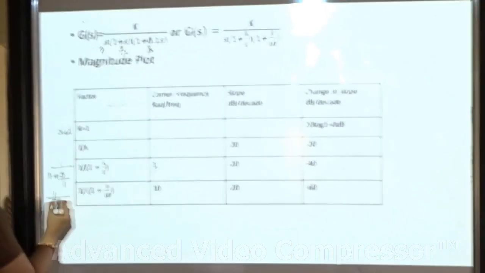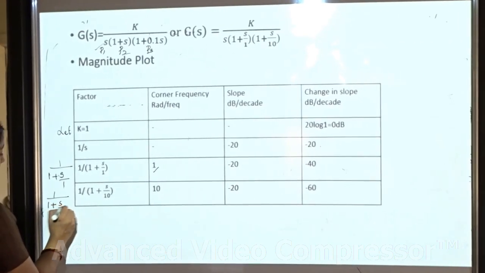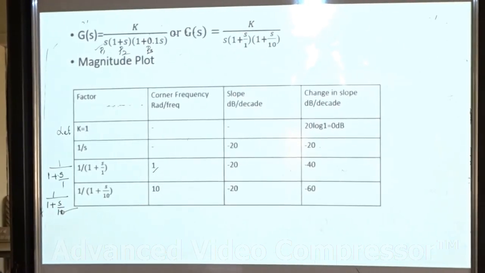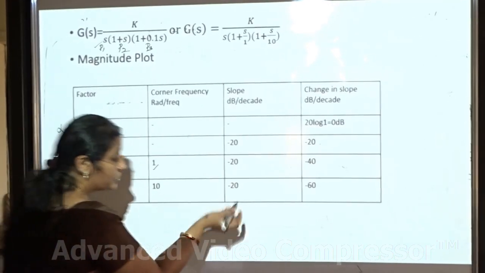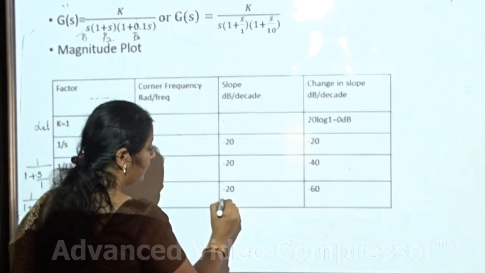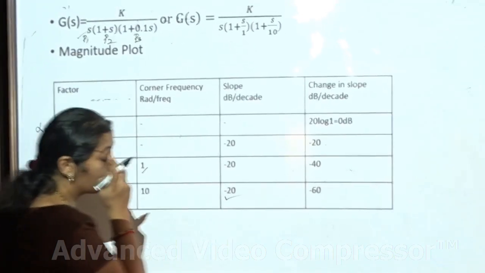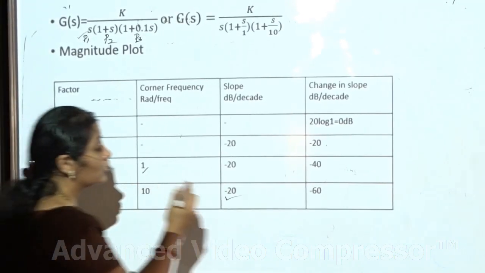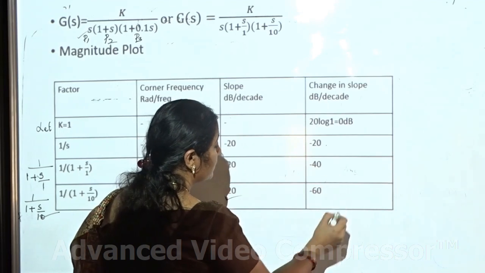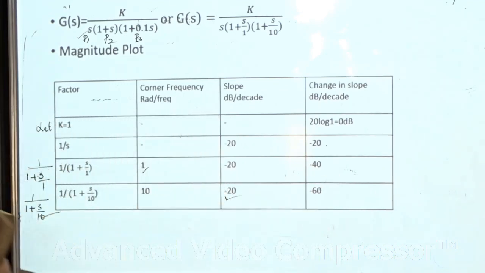The third pole is 1 plus S by 10. The corner frequency will be 10. From this third pole, we get a slope of minus 20 dB per decade. So then the total slope of the curve will be minus 60.